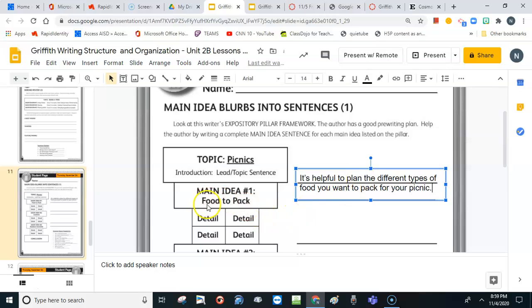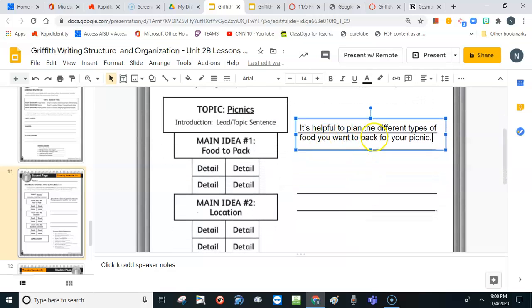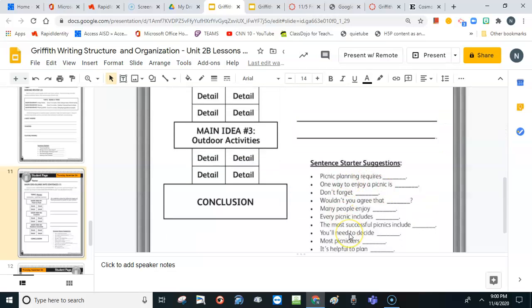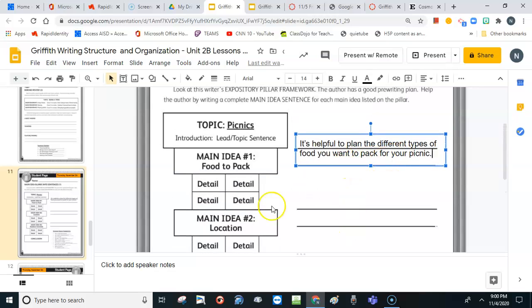Notice that I included some more information in the sentence. I could have just said it's helpful to plan the food to pack for your picnic, but it's kind of boring, so you want to add details. And so remember, this is the main idea, and the details of what food I'm going to include, that will come later. This is just the main idea for this paragraph. Okay? So then the next one, now, this is the one I chose. You can choose another one of the sentence starters and do your own, or you can copy mine.